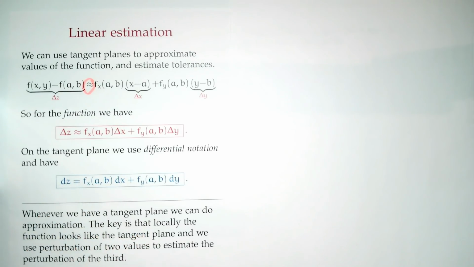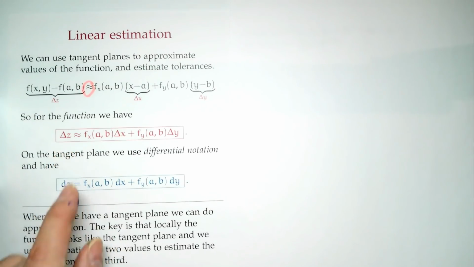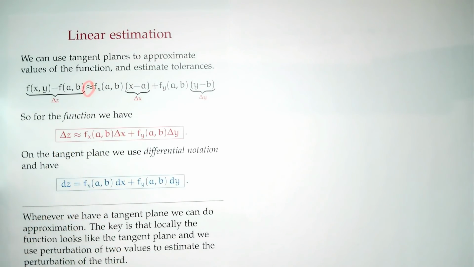Now, there's a side note here. There's something called differential notation, which you don't really need to worry about. But if somebody ever says differential notation, the idea is instead of saying the actual change in the output, which is delta z, we're going to call it dz. And we're not going to get an approximation. We're going to be exact. But what's happening is we're no longer looking at what the function does. We're saying what happens on the tangent plane. So the tangent plane is an approximation.